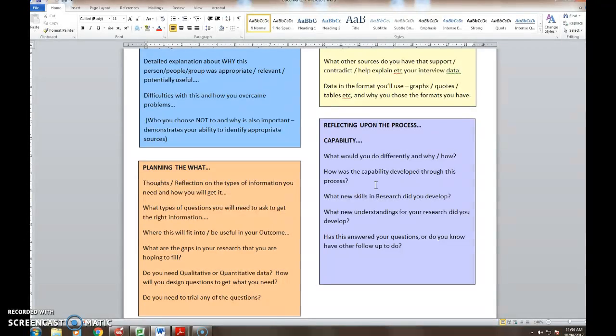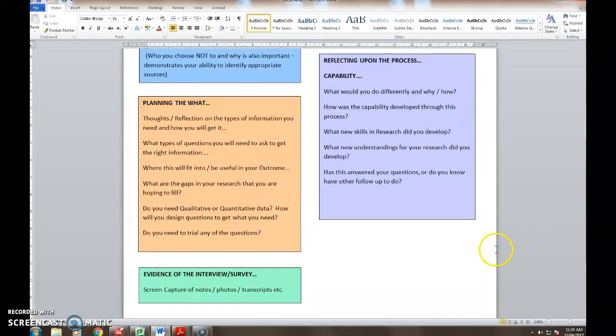How did your understanding of what ethics and research is get expanded by this process? All of those kinds of things need to be discussed. What new skills in research did you develop? What new understandings for your research did you develop? Has your survey or interview helped you to answer your question, or do you now have further questions that you need to complete in order to follow it up?